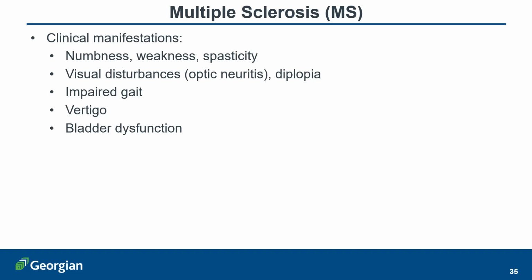If the nerves that innervate the muscles are affected, that might cause an impaired gait. If the nerves that innervate the inner ear are affected, in terms of axonal demyelination, then vertigo might result. And lastly, if the nerves that innervate the bladder are affected by demyelination, then bladder dysfunction may occur as well.